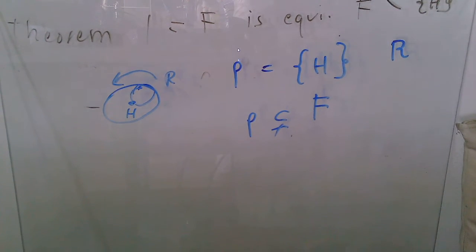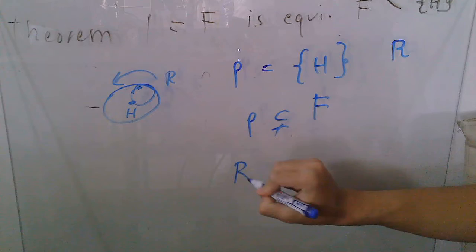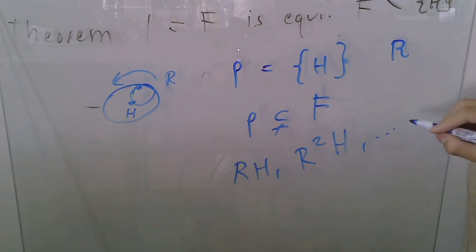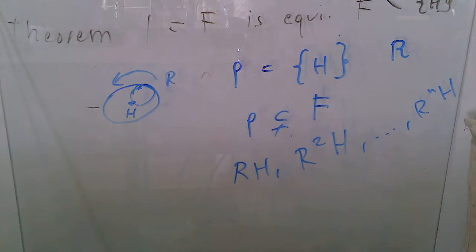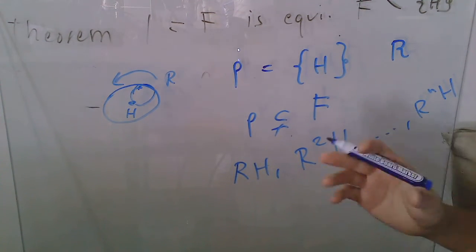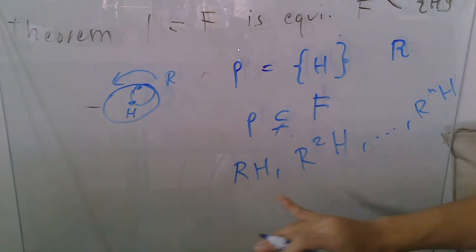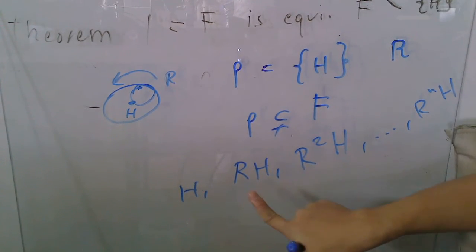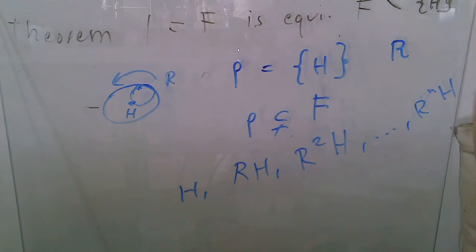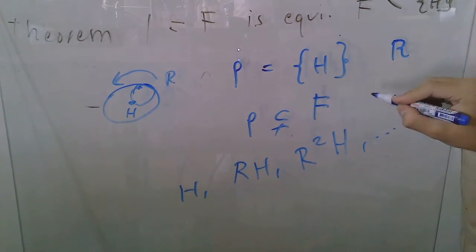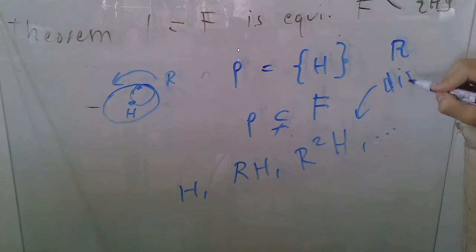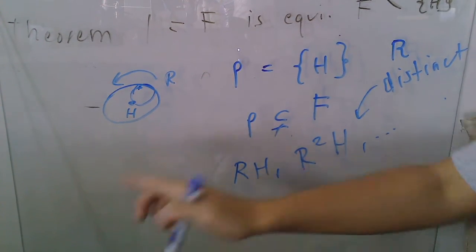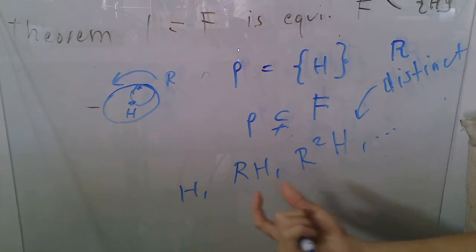So the points RH, R squared H, dot, dot, dot, R to the n H are distinct. These points are distinct, as is H at the beginning. So H, RH: nothing, no action, some action, double action, and so on and so forth. These are distinct. When we say distinct, that means they don't correspond to each other, so this is not equal to this.